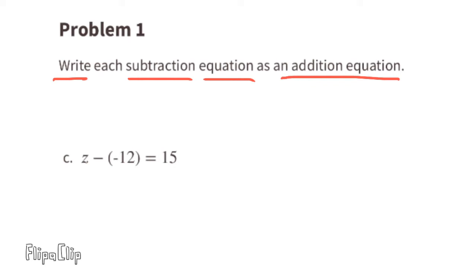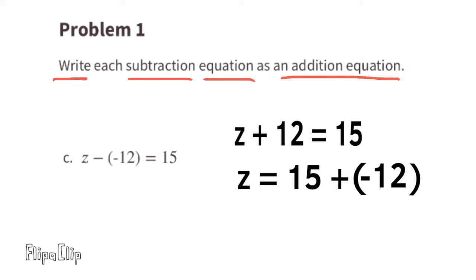C, Z minus a negative 12 equals 15. We could rewrite that as Z and the opposite of negative 12, which is positive 12, equals 15. Or Z equals 15 plus a negative 12, or Z equals negative 12 plus 15.